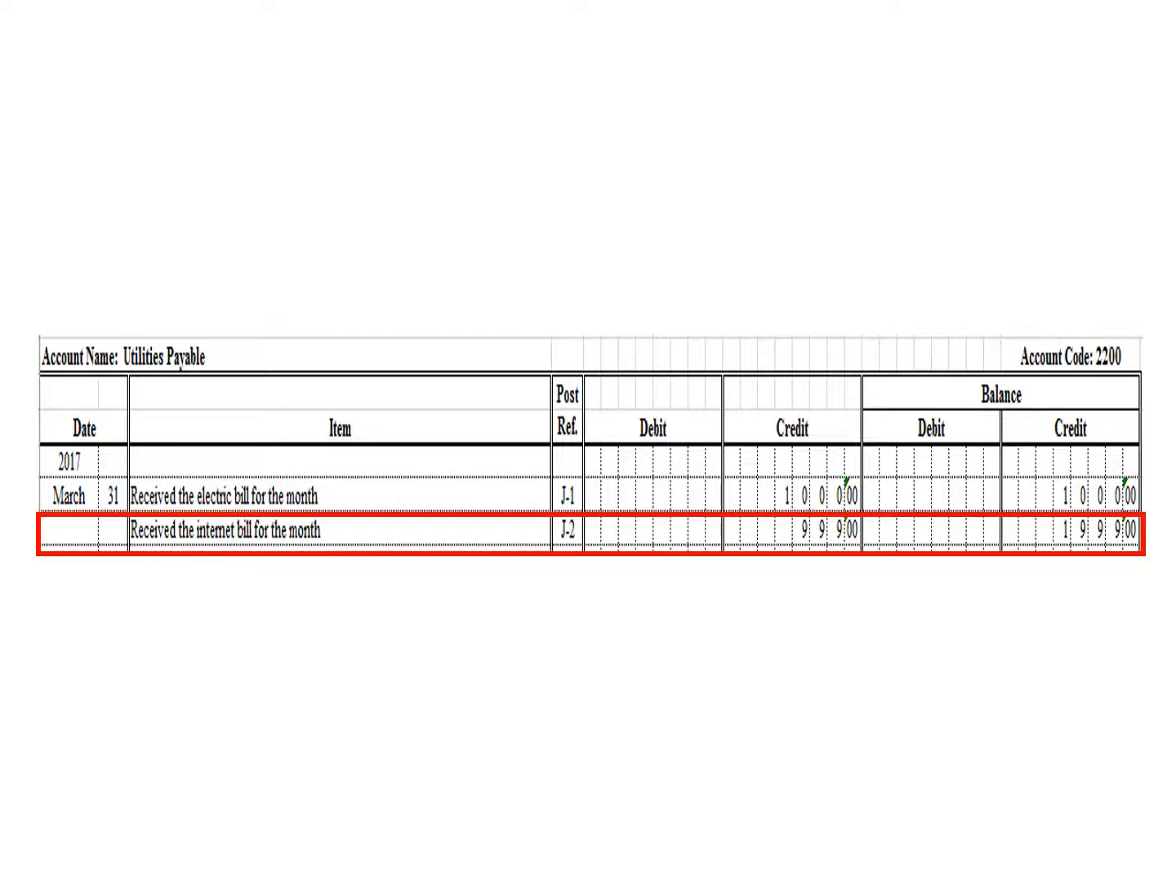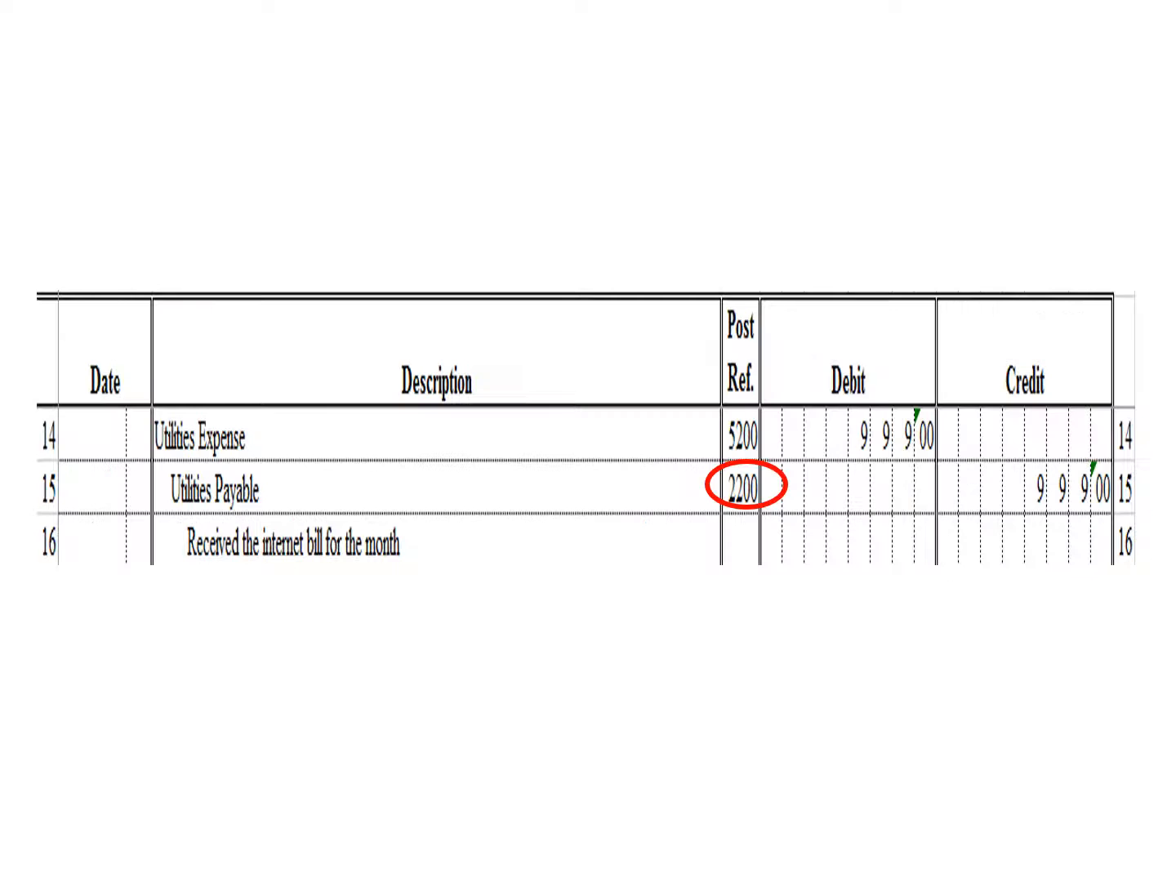In the balance section under the credit column, we write 1,999 pesos. How did we get this amount? There's a previous credit balance of 1,000 pesos plus 999 pesos credit. As of March 31, the utilities payable ledger has a credit balance of 1,999 pesos. After posting the credit entry, we write the posting reference 2200, the account code for utilities payable.